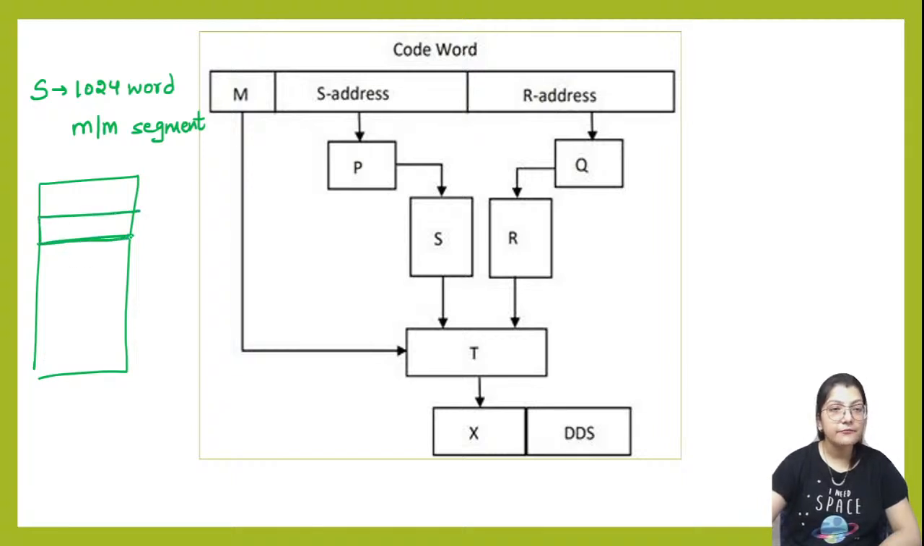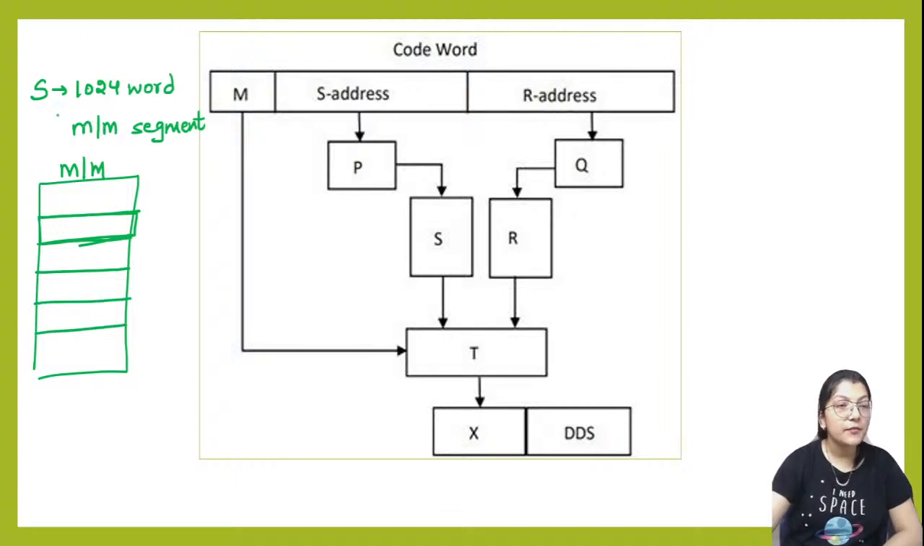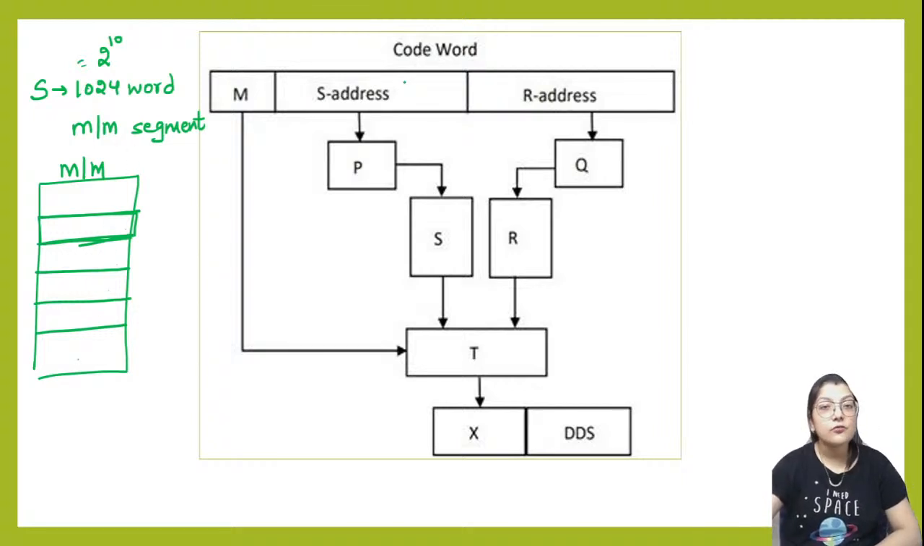Anyone? Very easy. If this is your S memory and it contains 1024 words, then one address will be of how many bits? If I have to access 1024 words, how many bits will I need? 1024 is 2 raised to power 10. So if I have 1024 words and have to access any one of them, how many bits of address will I require? 10 bits. Yes or no?